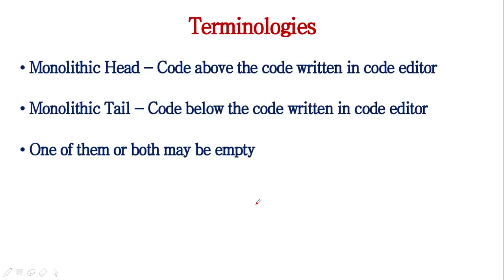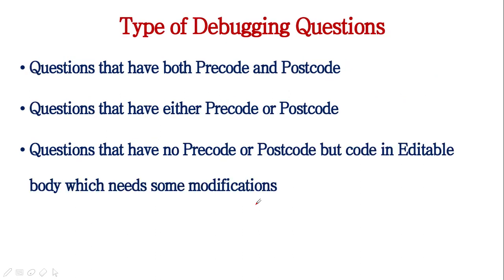The terminologies that we'll be using are monolithic head, which is the code that comes above the code editor, and monolithic tail, which is the code that comes below the code editor. Sometimes both of them may also be empty. In that case, we will give code only in the editable body. The third section is called the editable body, in which we give the code and they have to edit it. I will be showing examples for those things.